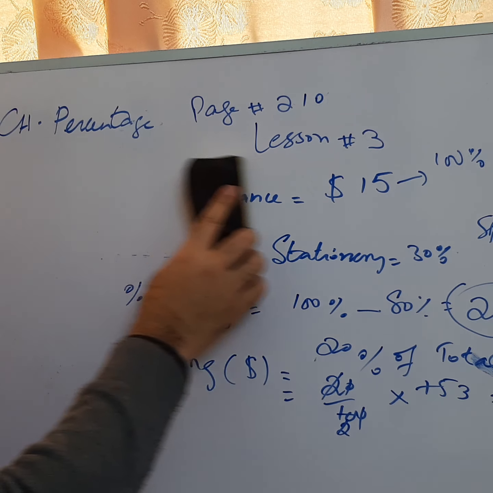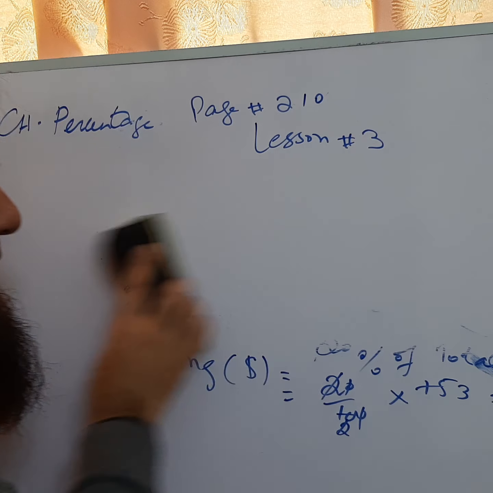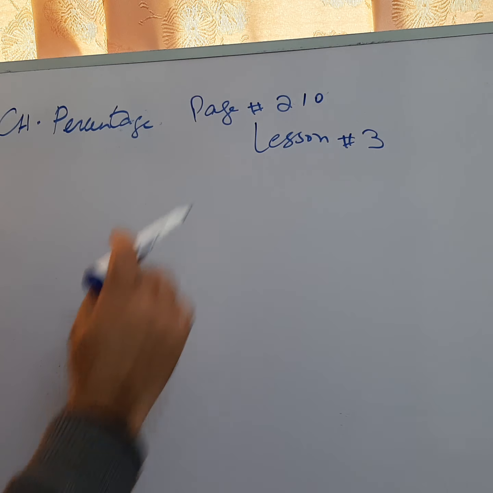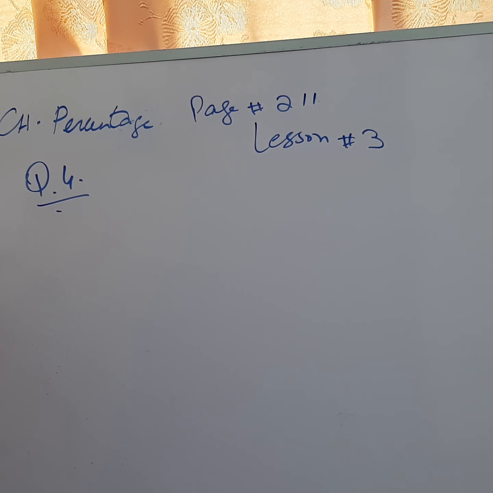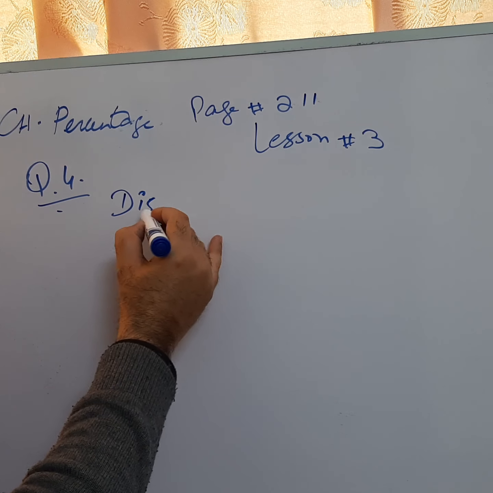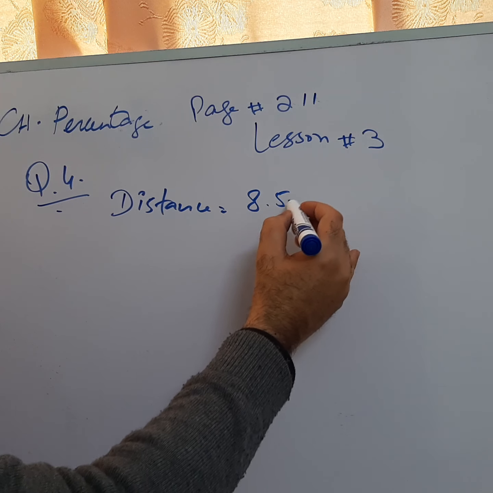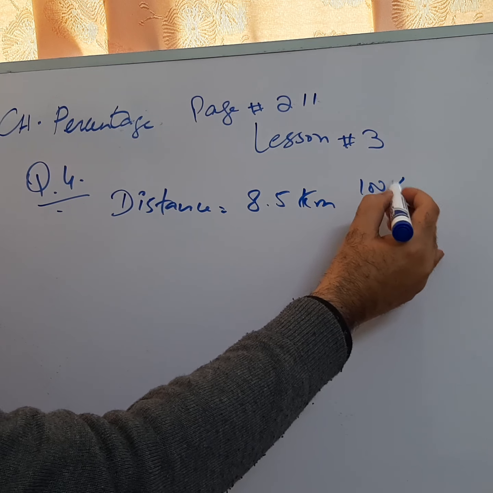So this was question number 3. Now I will be doing question number 4 on page number 211. Question number 4 says 3 athletes took part in an 8.5 kilometer relay race. There was a race of 8.5 kilometers. So the total distance for the race was 8.5 kilometers, which represents 100%.